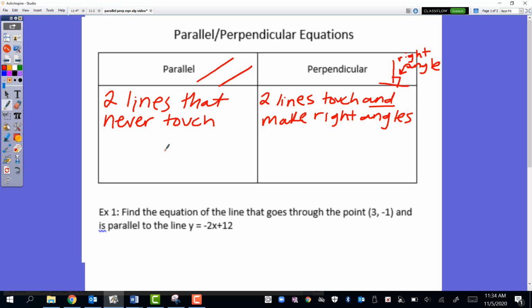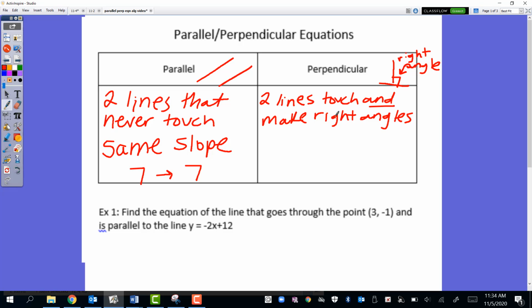Now, how can I tell from just an equation if two lines are parallel or if they're perpendicular? Well, what are we going to look at? We're going to look at the slopes. So when they're parallel, that means that the lines have the same slope, like the same number. So like if one of the lines had a slope of 7, then the other line has a slope of 7. Okay, same number.